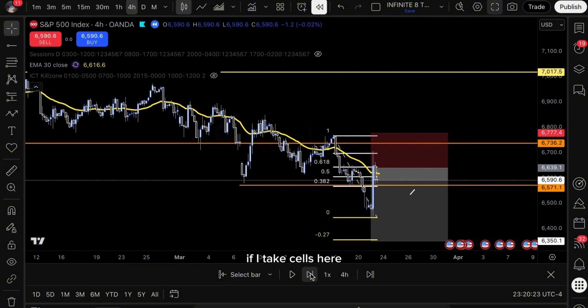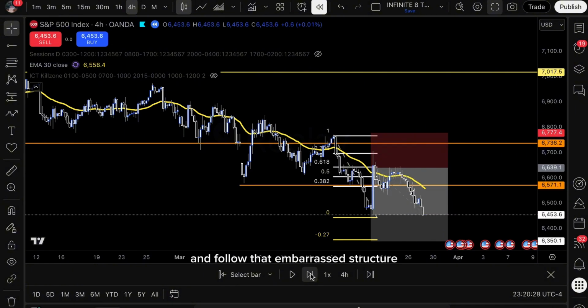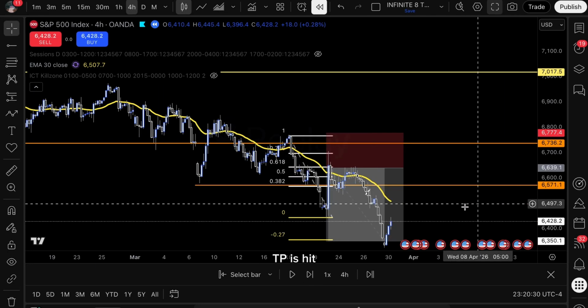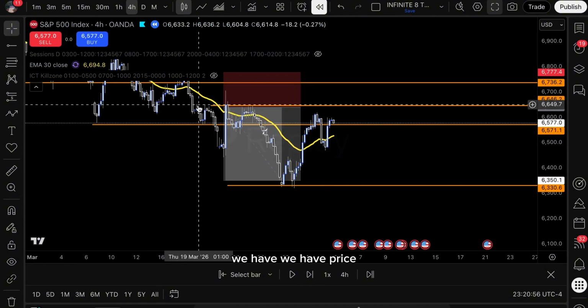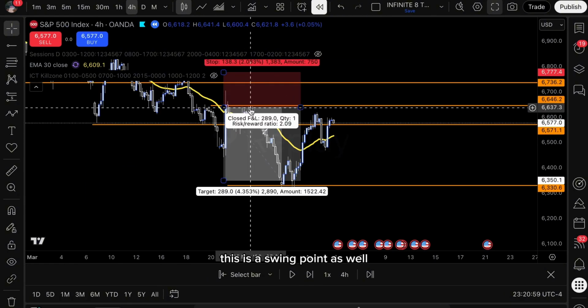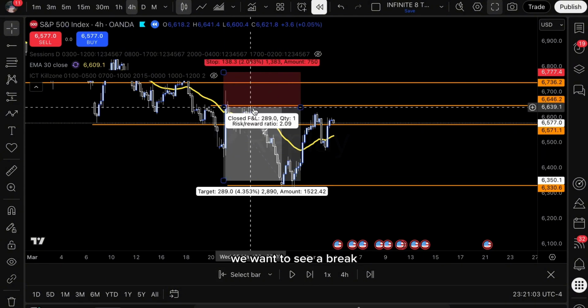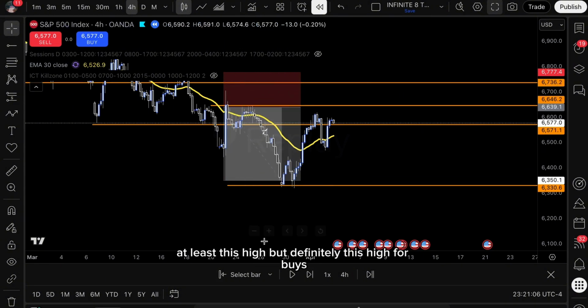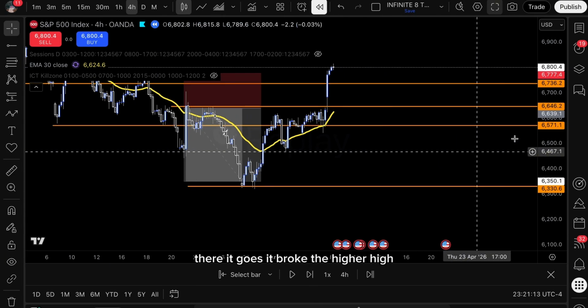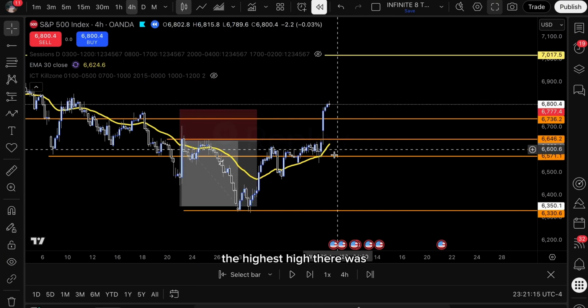If I take sells here, I would expect price to continue to go down and follow that bearish structure, which it does. TP is hit. This is a swing point as well. This is a good swing point because this is where price starts to sell as well. We want to see a break of at least this high, but definitely this high for buys. Boom, there it goes. It broke the higher high, the highest high there was.